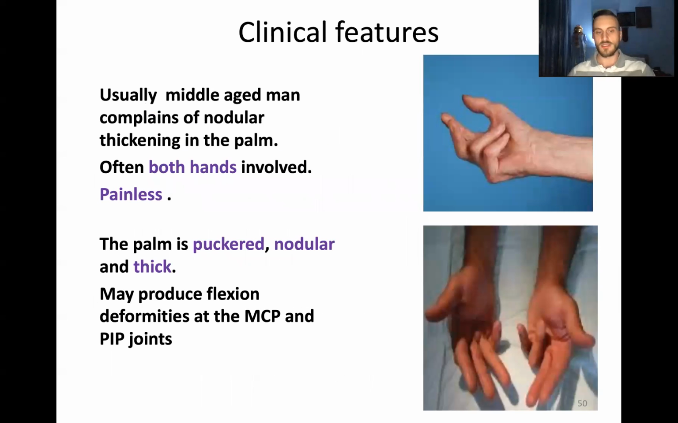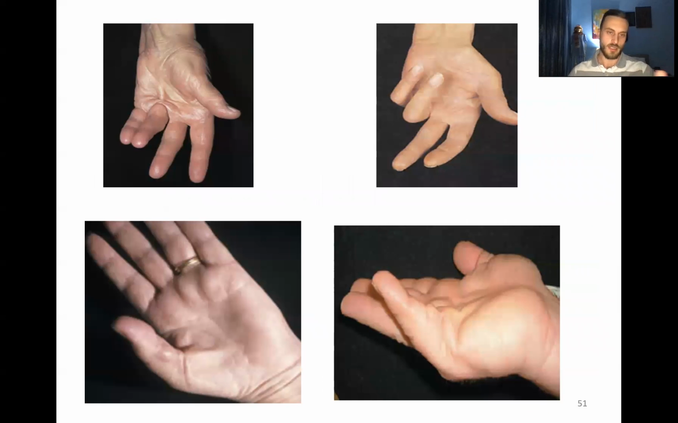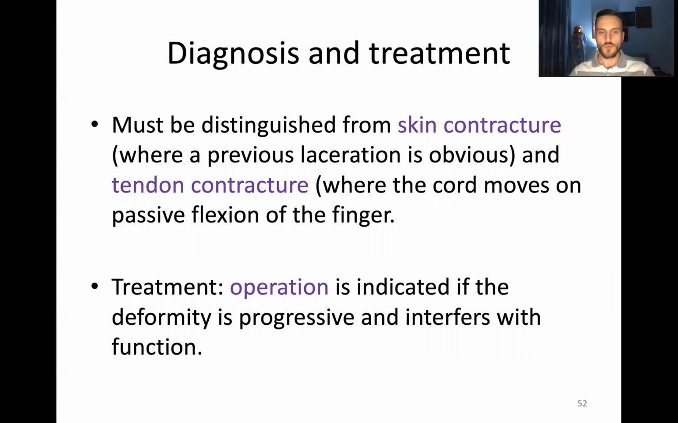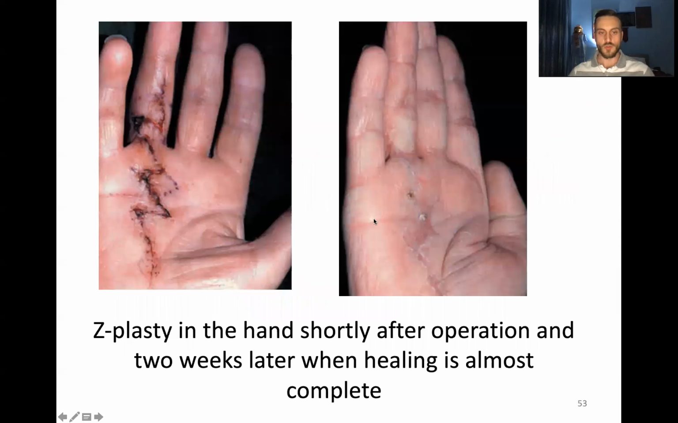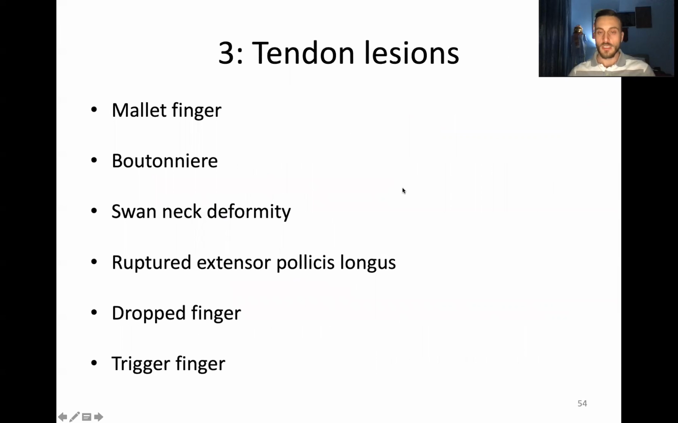And if you can see puckered, nodular, thick fascia in the palmar aspect of the hand, what to do for these patients? These are some pictures. Usually you do an operation and do a Z-plasty, like you can see in this surgery, and healing is complete after 2 weeks. Good.